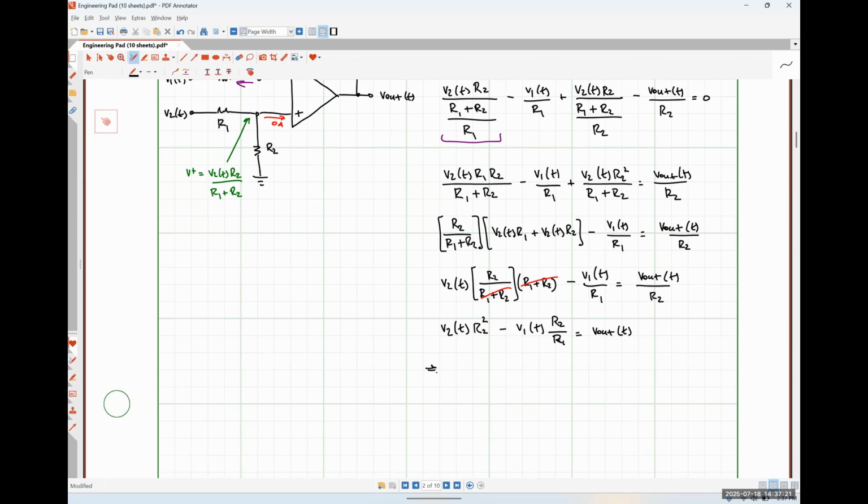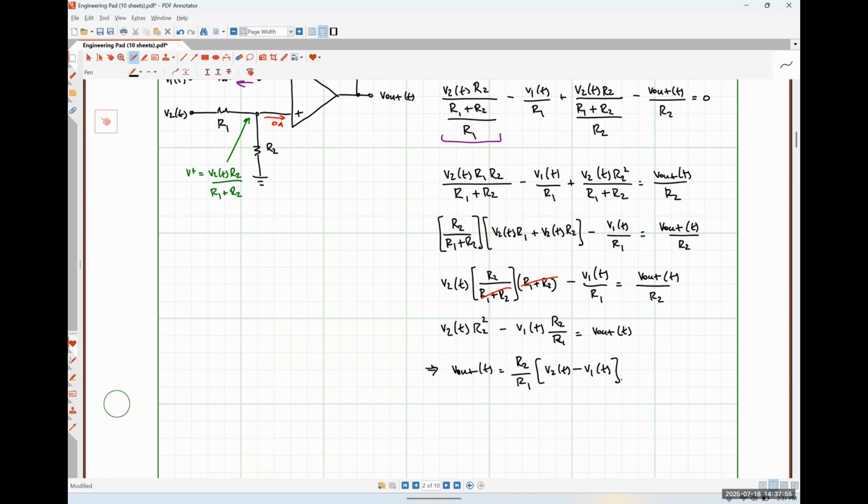I could analyze this using superposition, and I could show you pretty easily that we should get the relationship V out is equal to R2 over R1 times V2 minus V1. I'm not entirely sure where the heck the algebra got away from me, so I apologize for that. Maybe it's just one or two more manipulation steps that I'm forgetting here. But I know that this is how it should behave.